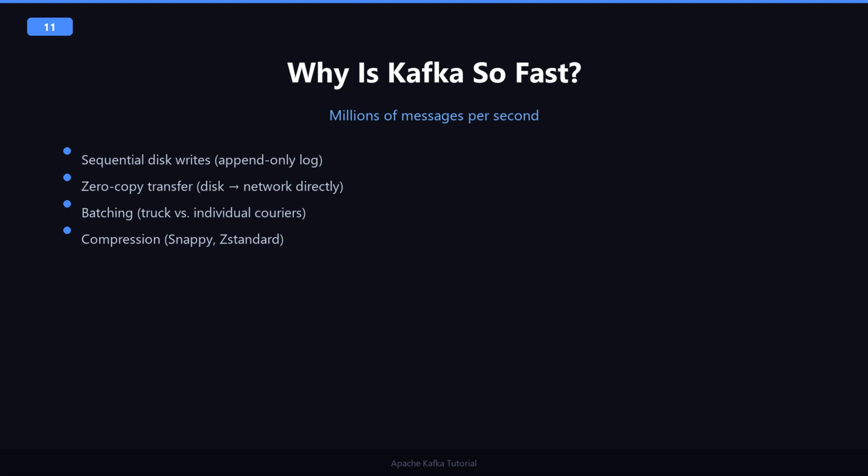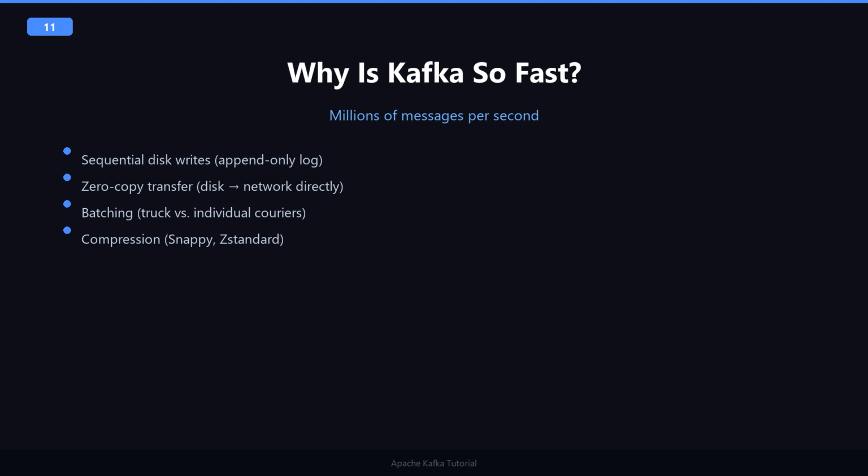Kafka can handle millions of messages per second. How does it do it? Most people think writing to disk is slow. But Kafka writes sequentially, it just keeps appending to the end of a file. Sequential disk writes are incredibly fast, sometimes faster than random memory access.